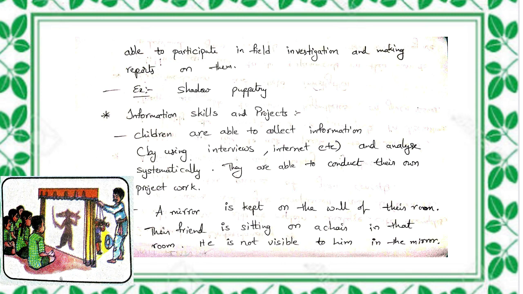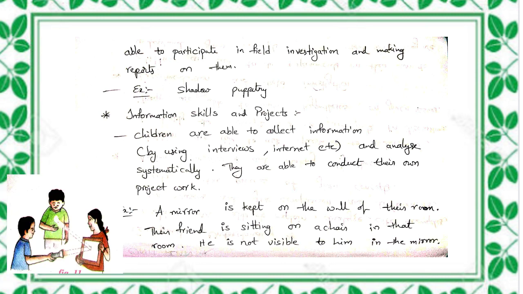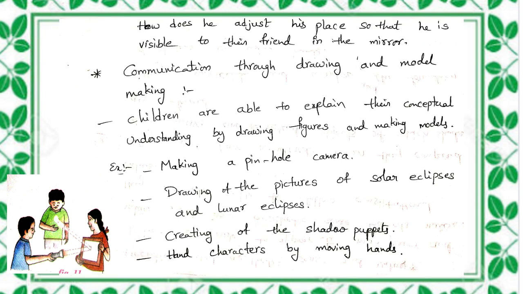Information skills and projects. Children are able to collect information by using interviews, internet, etc. and analyze systematically. They are able to conduct their own project work. Example: a mirror is kept on the wall of their room. Their friend is sitting on a chair in that room. He is not visible to him in the mirror. How does he adjust his place so that he is visible to their friend in the mirror?